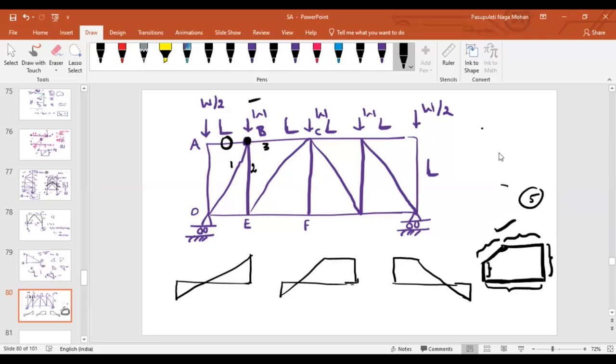But if we resolve the forces at joint B, how many will come into the picture? 4. 3 member forces, 1 load. So totally 4. Even though 4 members and 1 load are acting, we know that the member force in AB is 0. So only 3 member forces will exist, and 1 applied force. So a total of 4 lines should be visible. So this is not the case.